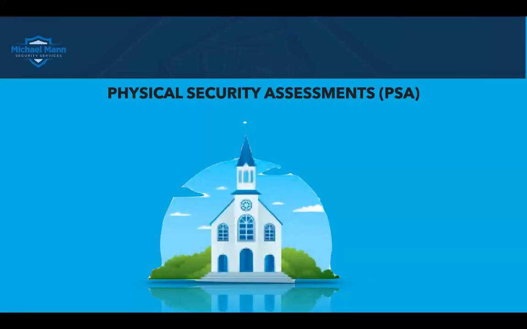Today we're going to talk about physical security assessments. Last week we got into comprehensive physical security for houses of worship, and we talked about PSAs, EAPs, emergency action plans, and of course physical security plans. So this week we're going to get more into what is a physical security assessment. Next week we're going to cover the EAP, and the next week we'll cover your physical security plan. So let's talk about PSAs.